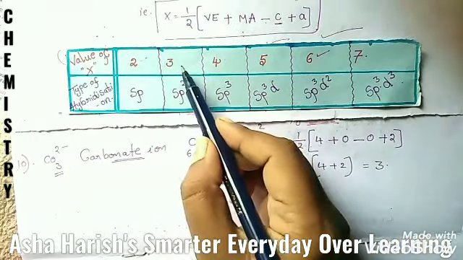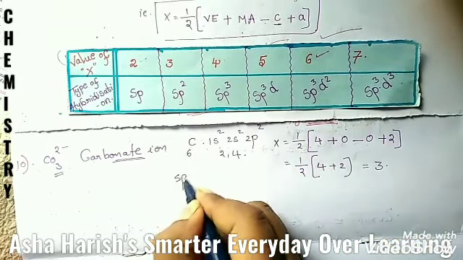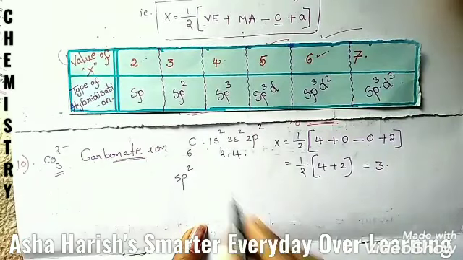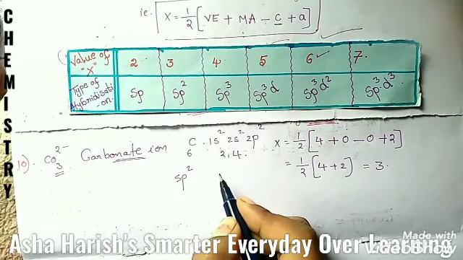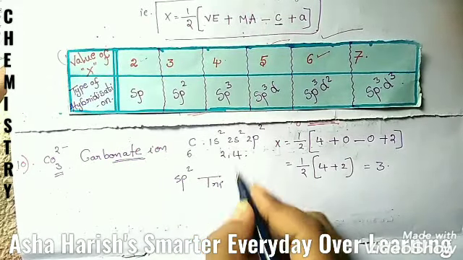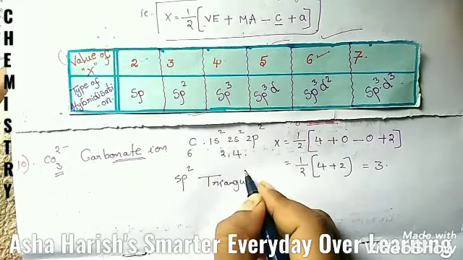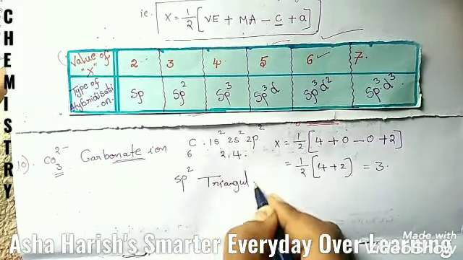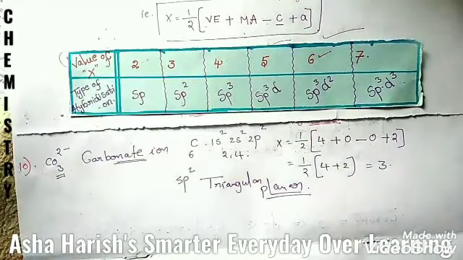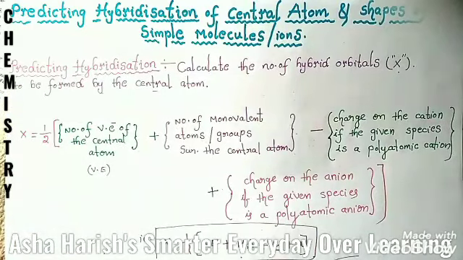Then the X value is 3, that is sp2 hybridization. The formed hybrid orbitals are also 3. Here, students, for the carbonate ion, the shape is triangular planar.